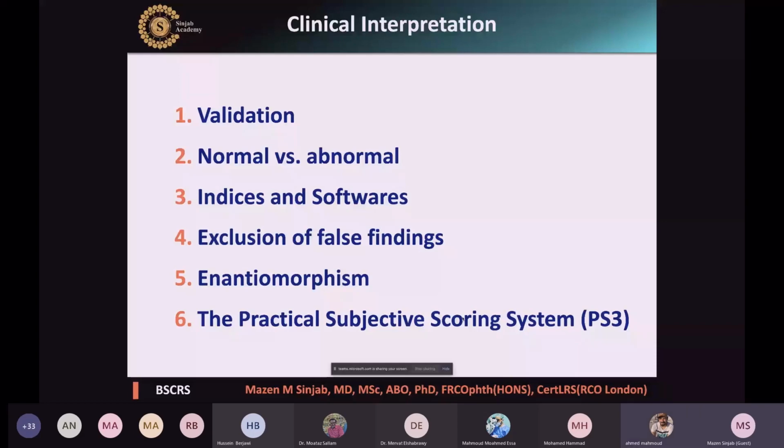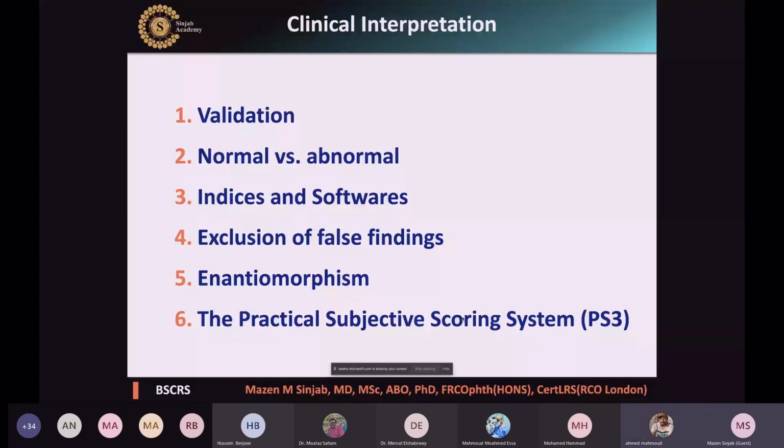We have to be sure that the capture is correct and it is not including factors of false findings. Then we have to know what is normal and what is abnormal based on evidence. Third, I'm going to talk very briefly about the indices and the softwares. Number 4, I'll show you how to exclude the sources of false findings, like false positives and false negatives. I'll highlight the importance of enantiomorphism. And finally, we will reach the practical subjective scoring system, which is the PS3.